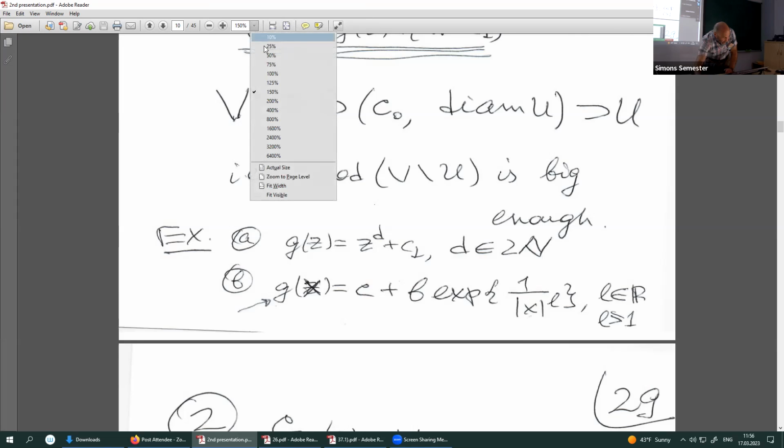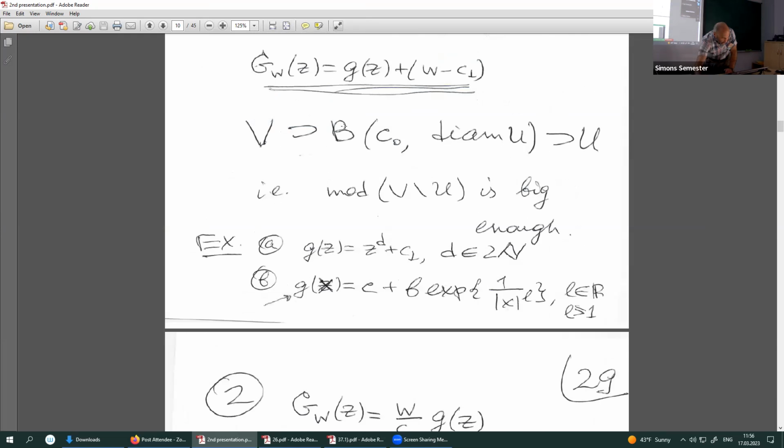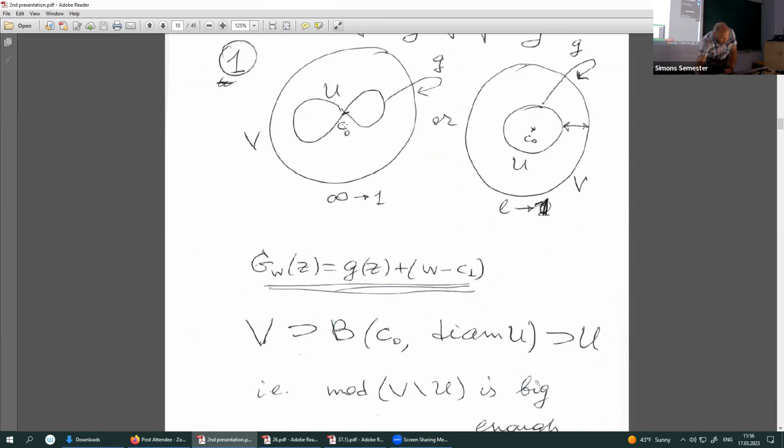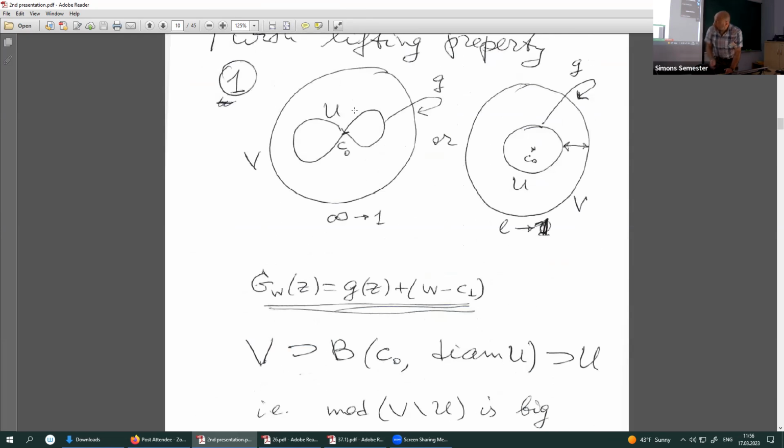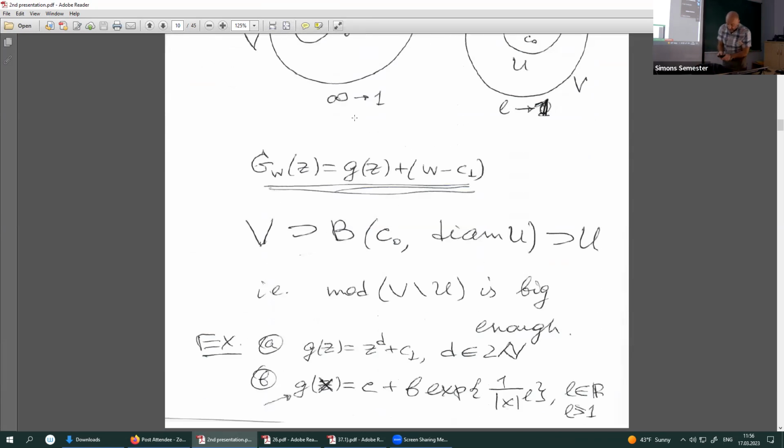Then under the condition that the modulus of this annulus is big enough, and this is the precise expression of this: what does big enough mean? If you draw a disk around C0 of radius the diameter of this U, then it should still be inside of V. Then there is everything.